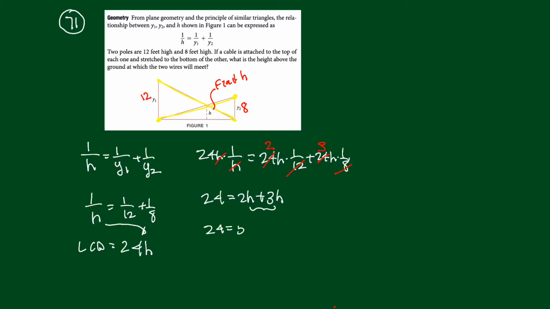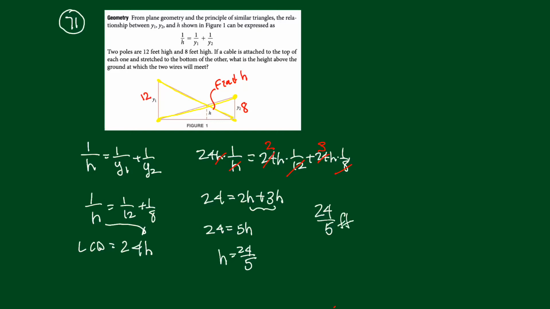24 equals 5h. Divide. H is 24 over 5. Now, that's the exact value. So I could write, now the solution is 24 over 5 feet, right?